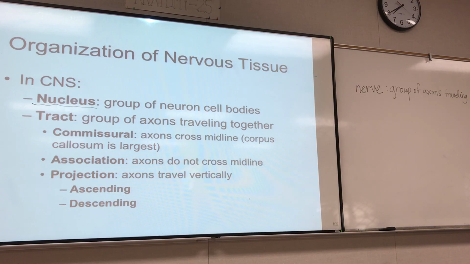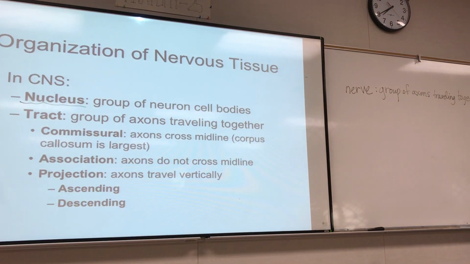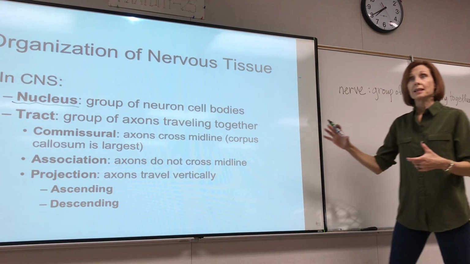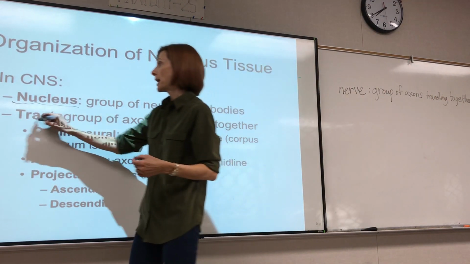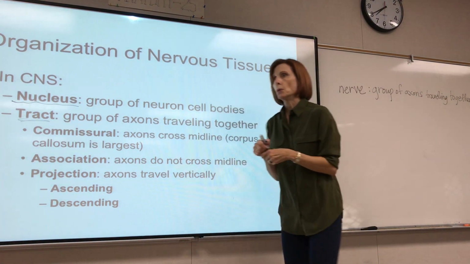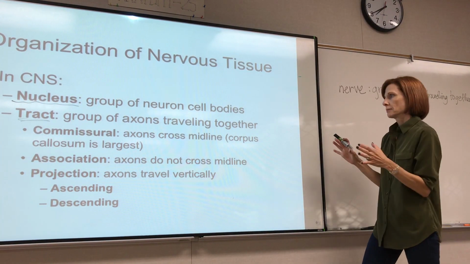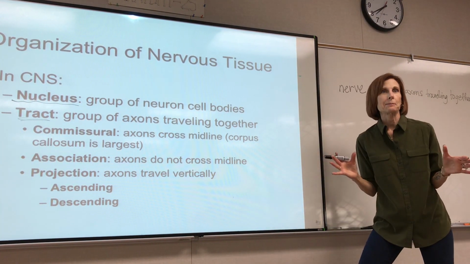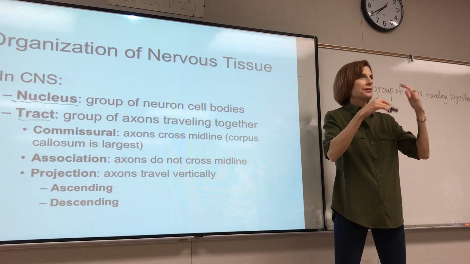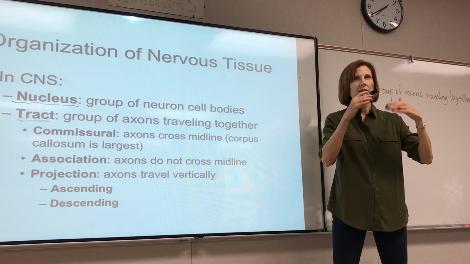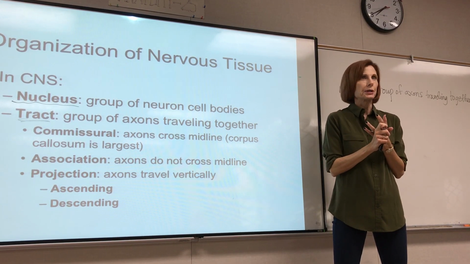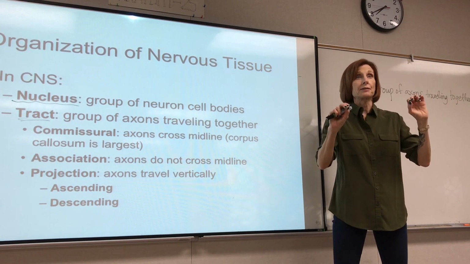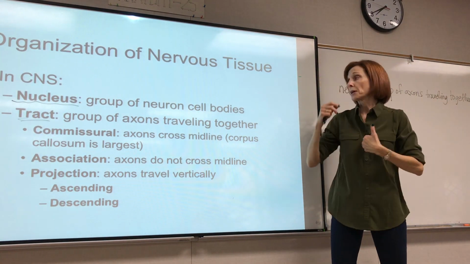Nervous system. We have axons that travel together in the central nervous system, but they're not called a nerve, it's called a tract. Okay, so what is a tract? It's exactly the same as a nerve, except it doesn't have those connective tissue coverings that we talked about. There's no epineurium, perineurium, endoneurium. It's just a group of axons traveling together in the brain or spinal cord.